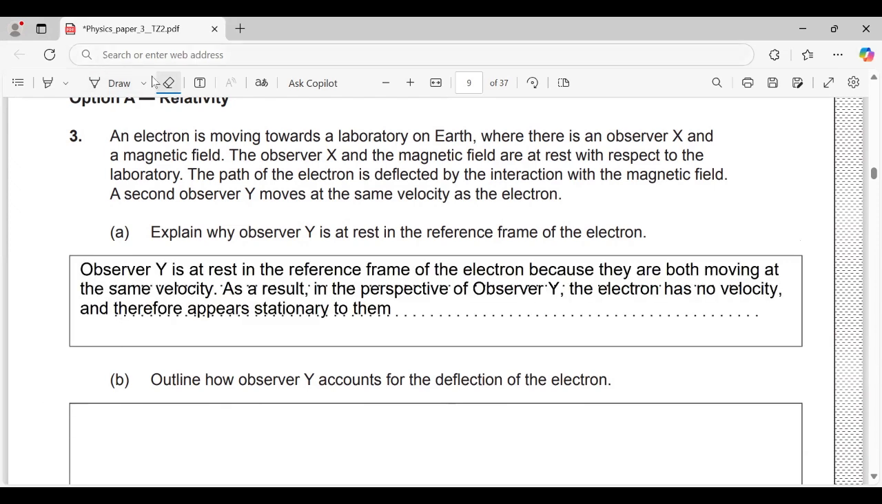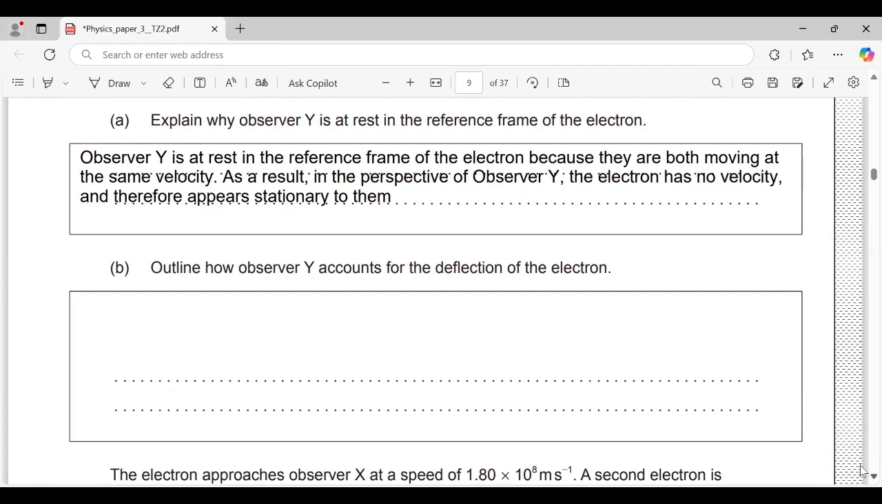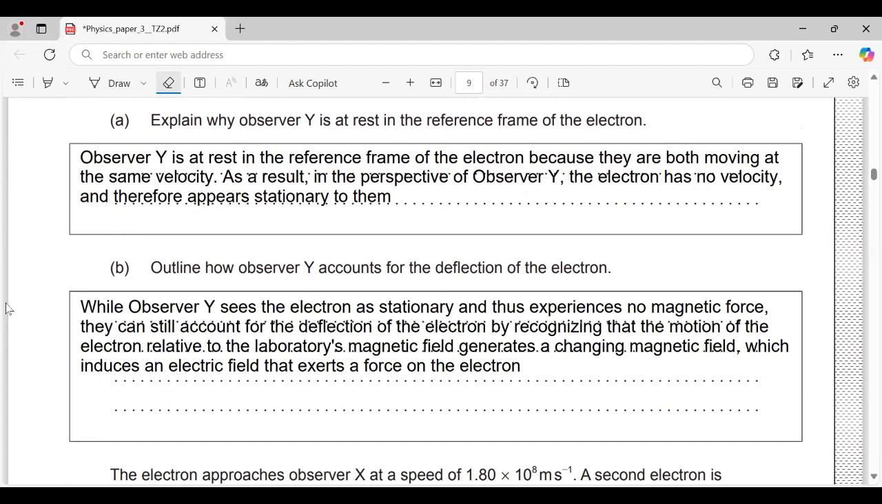You may add your opinion here, or you may add your explanation into this, or you may copy this brief explanation. Outline how observer Y accounts for the deflection of the electron. As well, I have provided this, and I will not read it. You may copy it or add your own opinion.